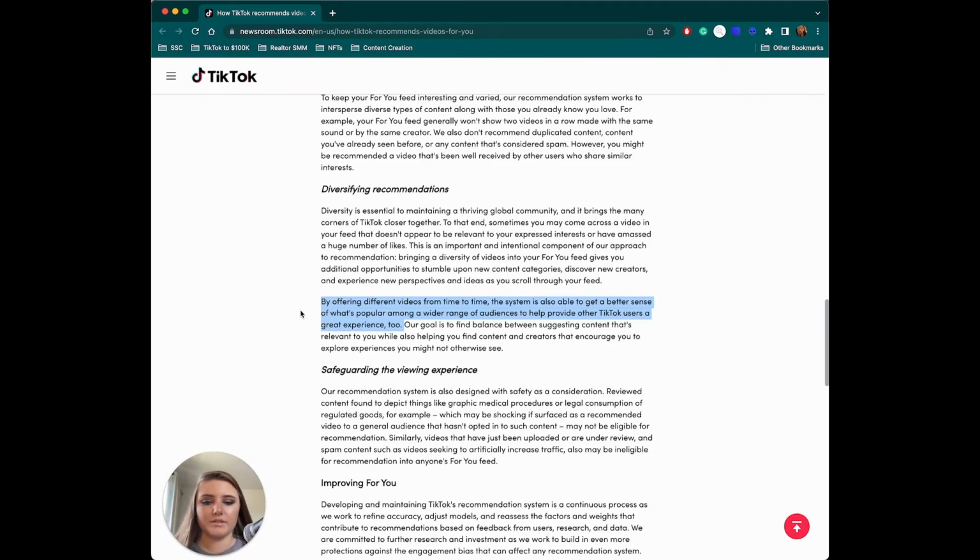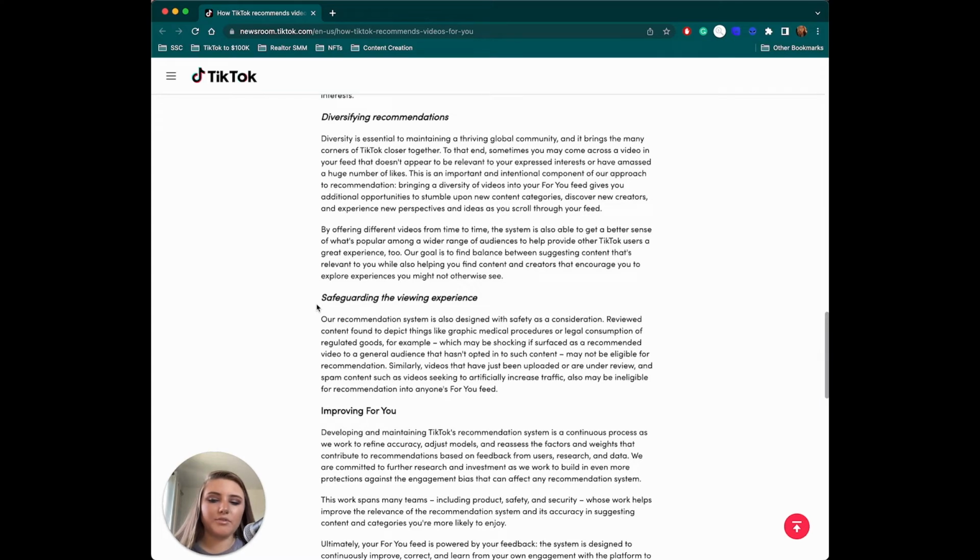And then the last thing to keep in mind for brands is that there are some safeguards in place for the viewing experience for users. They also have to design this system with safety as a consideration. So they do have a review process to make sure that videos are not being published on TikTok that depict things that are really graphic or that promote illegal activities, for example.